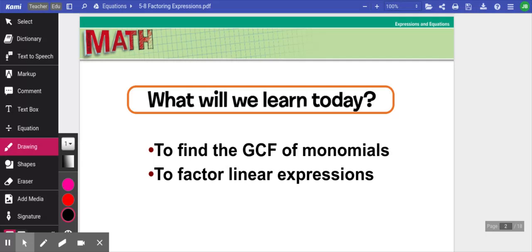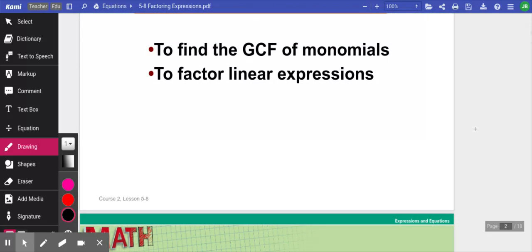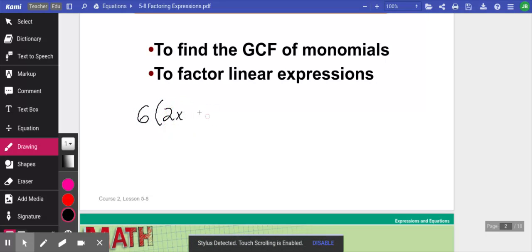Now, some educators and some mathematicians will put the distributive property and factoring linear expressions into the same term of the distributive property. And that's why I explain it that way, because we learned that multiplying numbers into a parenthesis helps us distribute a number. When we factor, we're actually going to take that number right back out. So to give you an idea, look at this example.